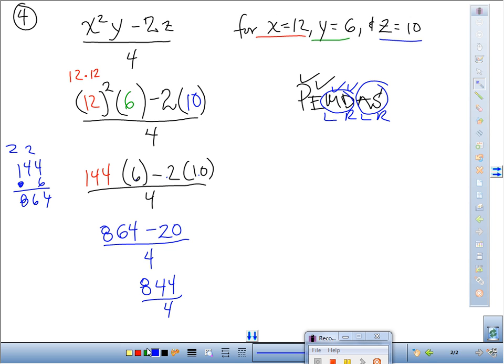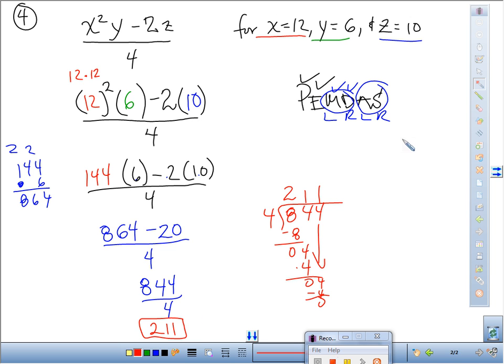And the last step to simplify, 844 divided by 4. That fits in here 2 times. That's 8. Subtract, that's 0. Bring down the 4. 1 times 4, that's 4. Subtract, that's 0. Bring down the other 4. 4 fits in there 1 time. That's 4, 0. And we're done. So therefore, this is 211. Once again, the most important thing to remember, you need to write your order of operations and work step by step.